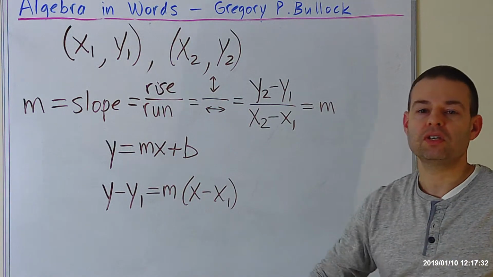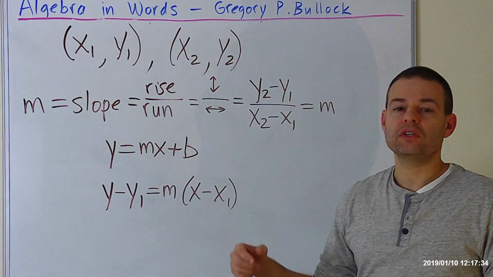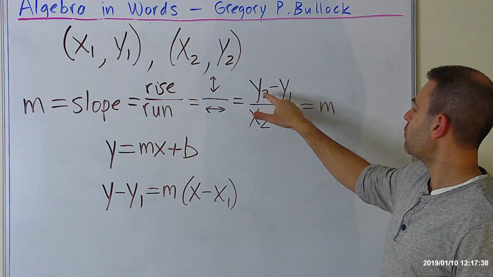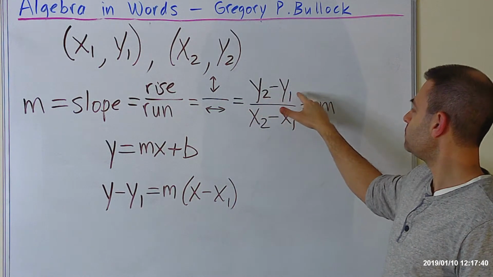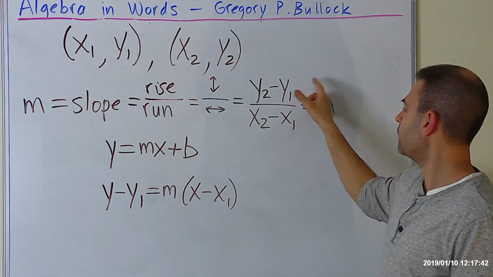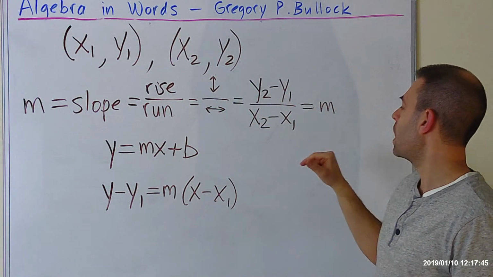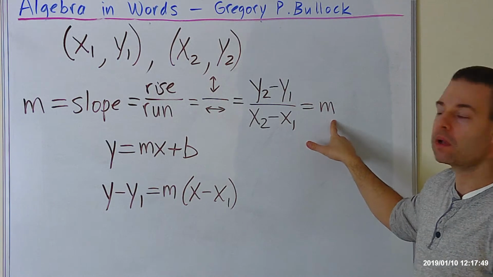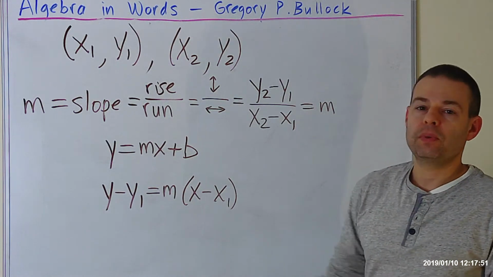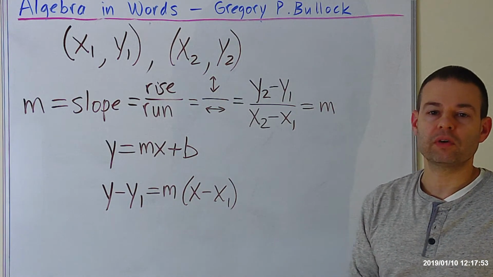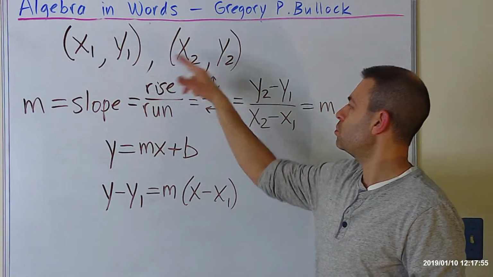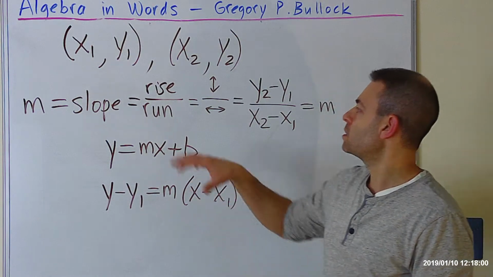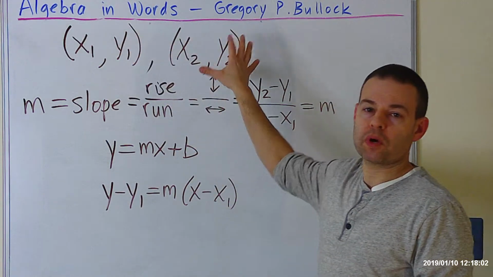When you hear the change in something, usually the way that you find that is by subtracting the former minus the latter. Or you could think of it as y2 minus y1 over x2 minus x1 equals m. Now, suppose you're given 2 points, and we're going to look at 2 real points shortly, but I have 2 generic points here. What I want to say about this is, it doesn't matter which one is point 1 or which one is point 2.